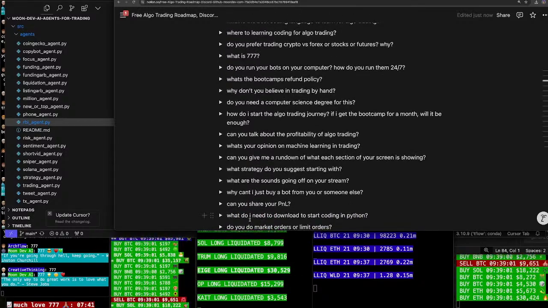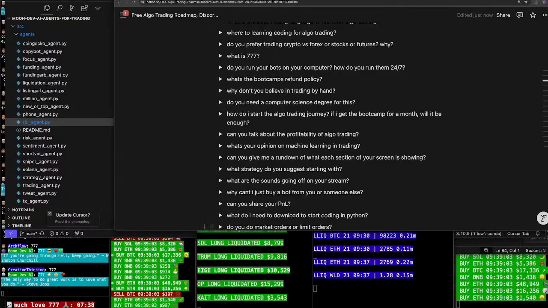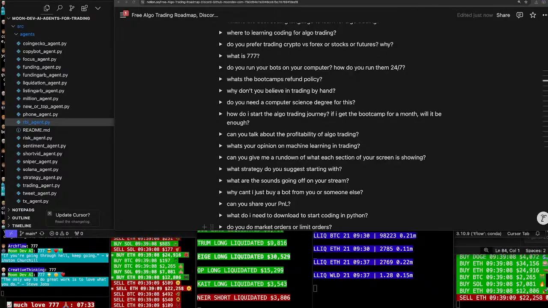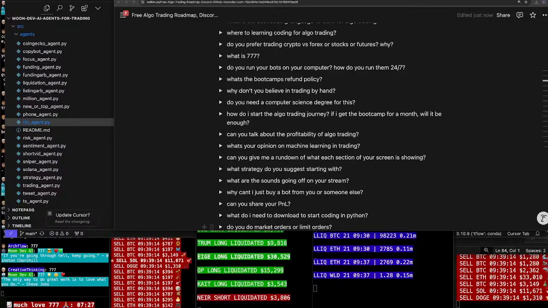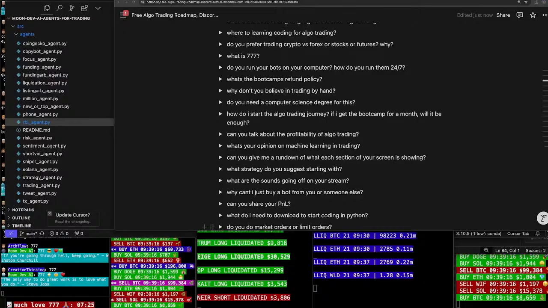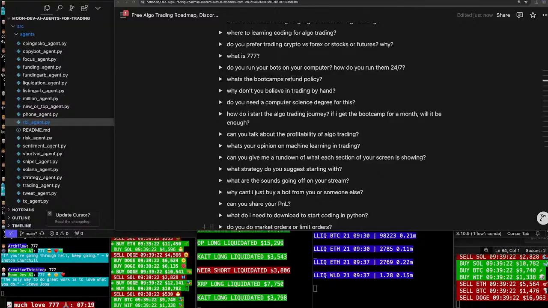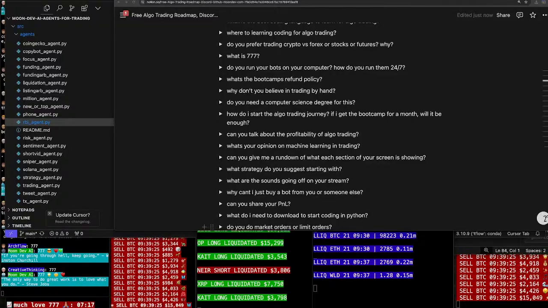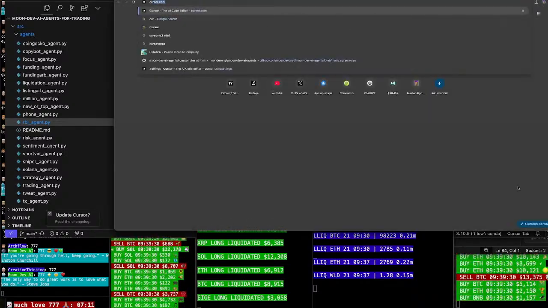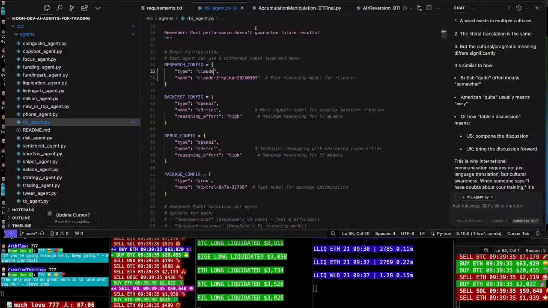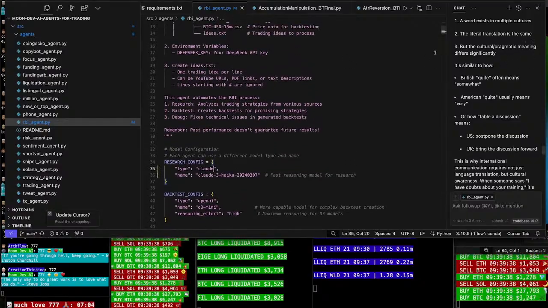What do I need to download to start coding in Python? Python is super easy to get started with. I use Visual Studio Code to start, but I would just recommend Cursor now. Download Cursor, download for Mac or PC. It's the same thing as Visual Studio Code, but here you have an AI to help you out with things.